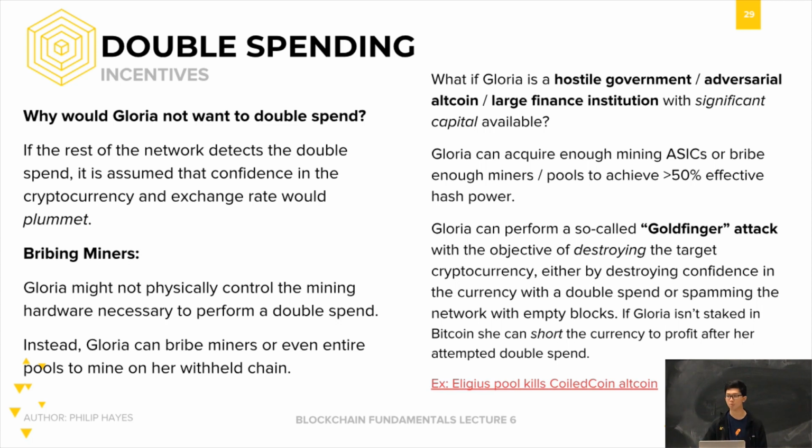What she can do is bribe miners to do that work for her. She might not own all this mining hardware. She might say, hey, I'll pay you some amount of money to try to double spend or something like that. And let's say she's a hostile government or a really large adversary who has a lot of capital. She can acquire enough ASICs or bribe enough miners to achieve this 51%. And if her goal is to short the currency and destroy confidence in Bitcoin, she can successfully do so if she gets more than 51% of the network.